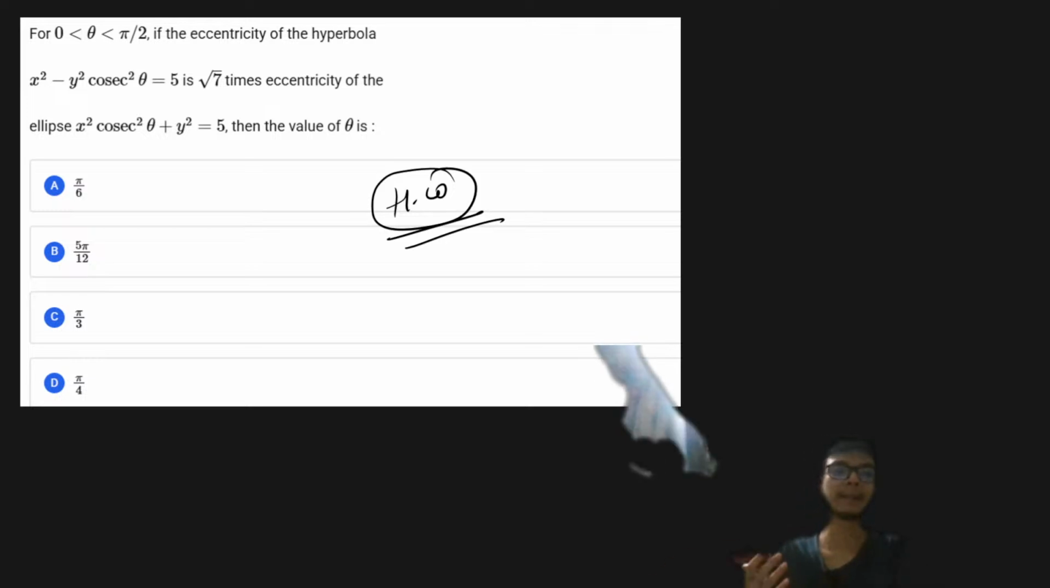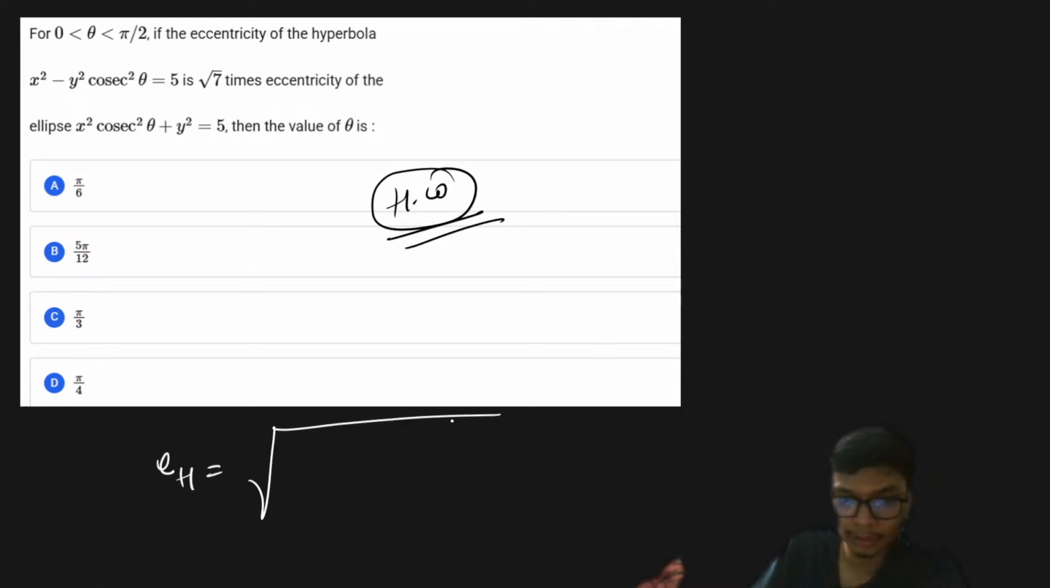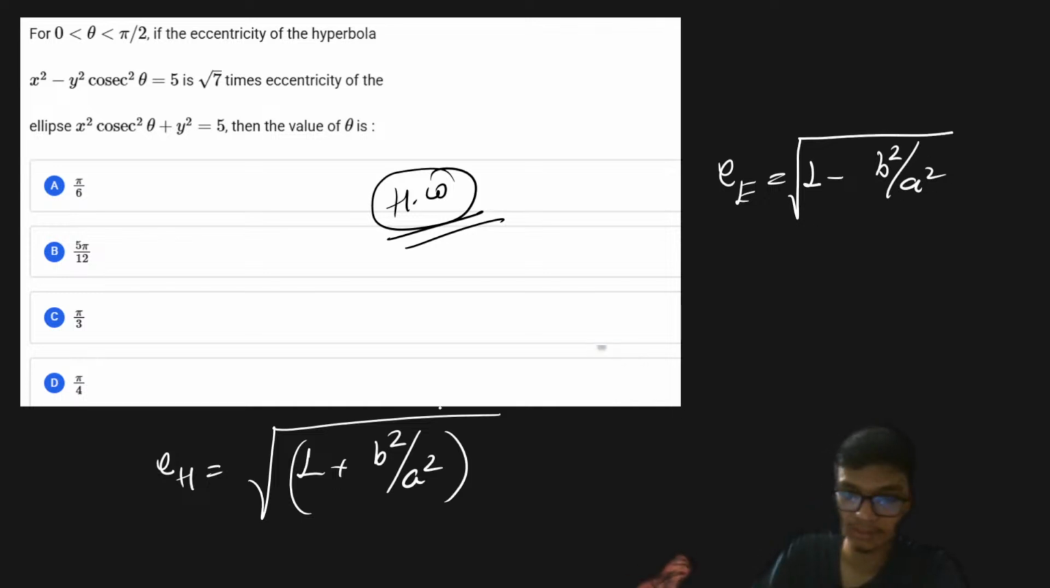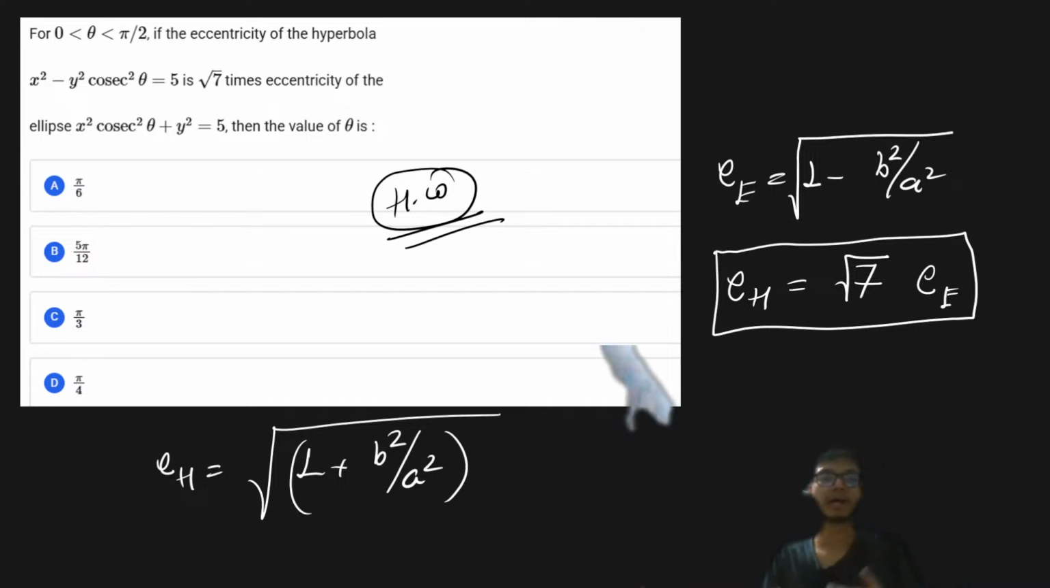Again, you just have to apply the simple concept. In one of the cases you will have a hyperbola. For a general hyperbola, the eccentricity is defined as square root of 1 plus b square by a square, and for an ellipse, the eccentricity is square root of 1 minus b square by a square, where our x-axis is a major axis, and in the hyperbola case the x-axis is a transverse axis. If we apply this, we have an equation given as: eccentricity of the hyperbola is square root 7 times the eccentricity of the ellipse. From these two pieces of information, you can easily find the value of theta.